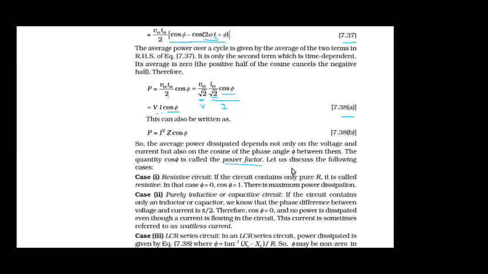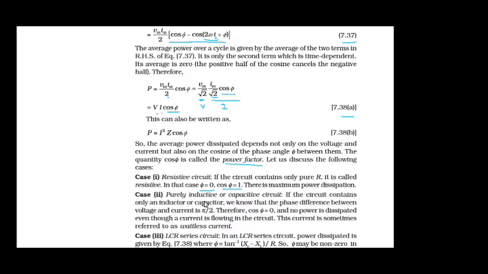Let us discuss the following cases. Case 1, resistive circuit. If the circuit contains only pure R, it is called resistive. In that case, phi is equal to 0, cos phi is equal to 1. There is maximum power dissipation.